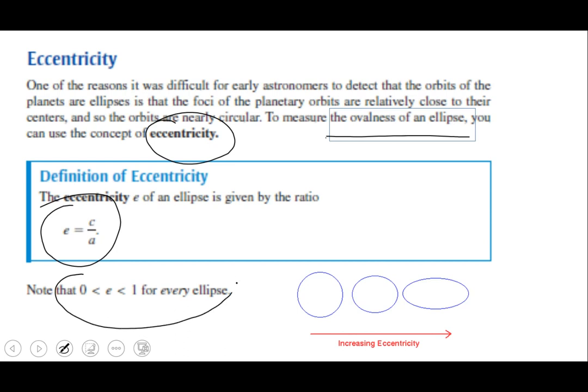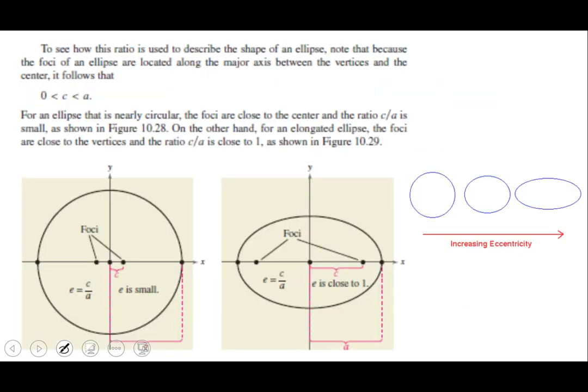Notice that your eccentricity always has to be between 0 and 1. And then over here, the larger the eccentricity is, the more oval your ellipse will appear. Why is that the case?